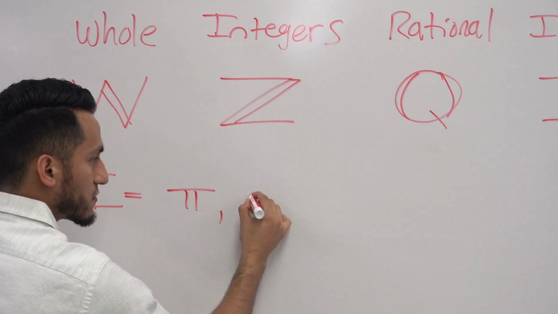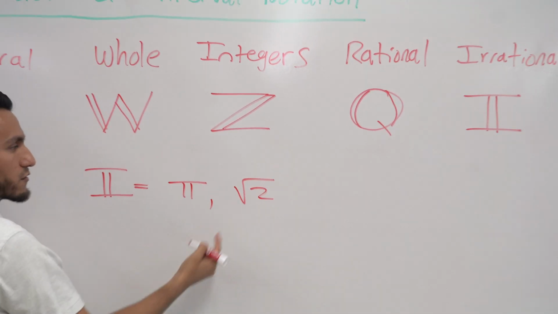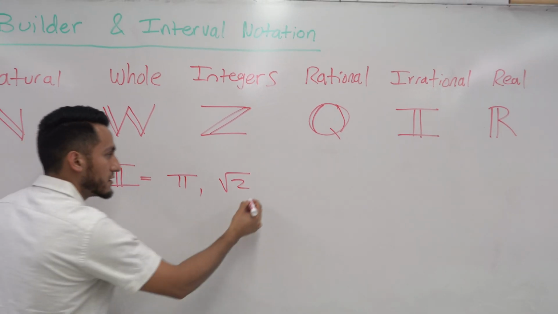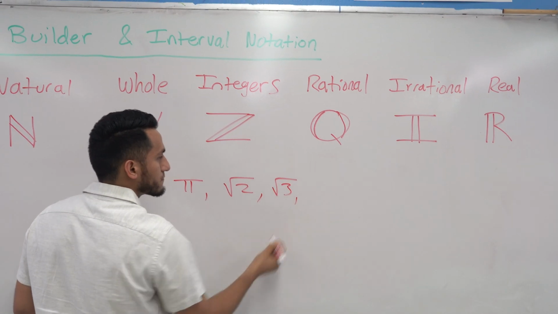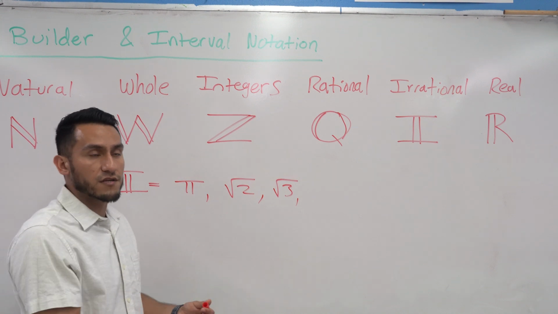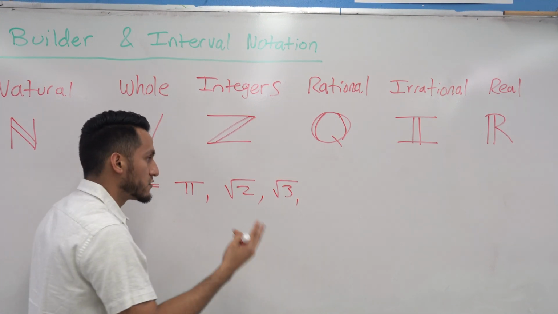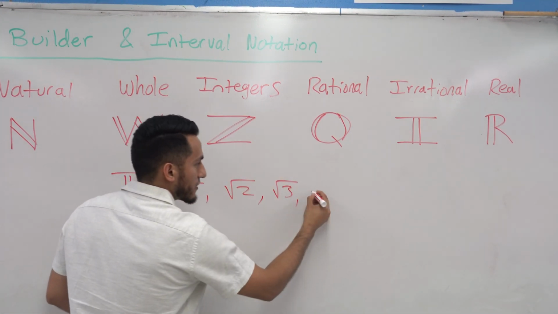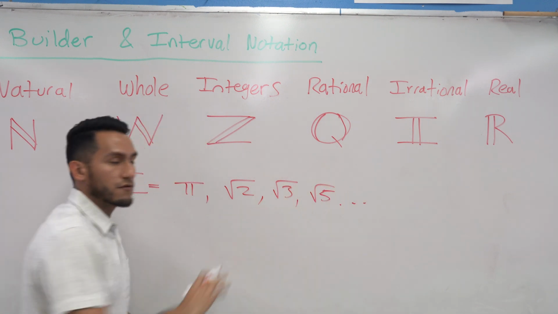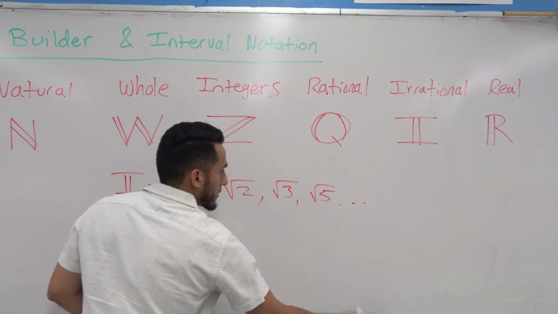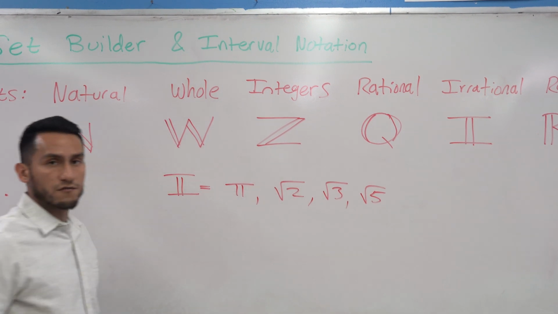Another example of an irrational number would be the square root of 2. Square root of 2 has a weird value, cannot change into a fraction. Same thing with the square root of 3. And then we skip the square root of 4 because the square root of 4 gives you 2. 2 is a rational number. After that would be the square root of 5, and then so many other numbers after that. So irrational numbers are numbers that cannot be changed into fractions.